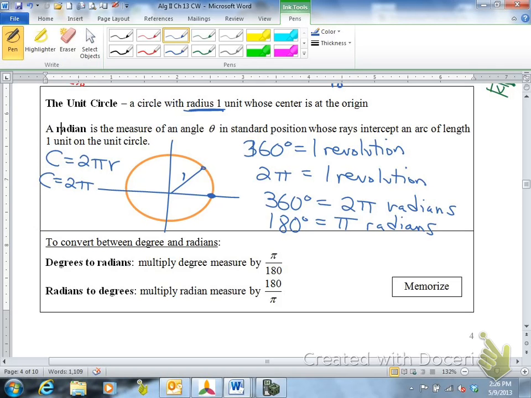And that leads us to a conversion, how we can convert from degrees to radians and radians to degrees. If you're converting from degrees to radians, you multiply by pi over 180. If it's radians to degrees, you multiply by 180 over pi. I'd like you to memorize those so you know how to go back and forth. This is really the main thing we'll do with radians. We don't do too much else than converting back and forth. In other classes, you'll do more with radians.